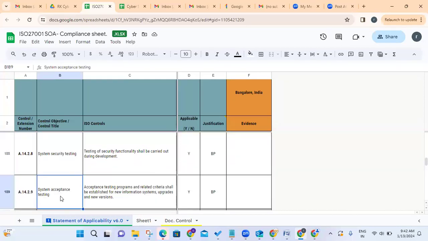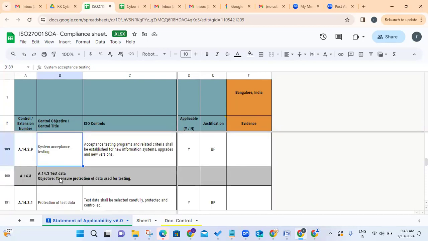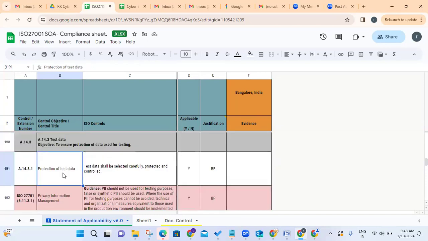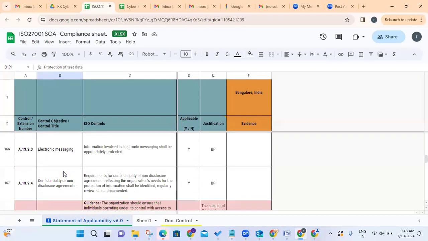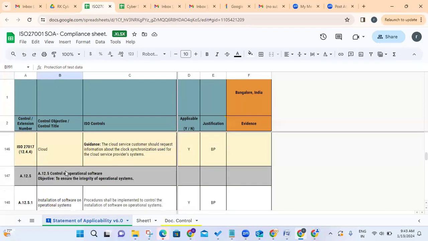System acceptance testing, that is the user acceptance test. What is the user acceptance test mechanism? Once everything is finalized, we are going to sign off. That's called UAT. What is the backend mechanism? So that is about overall. Okay, 14.2, we have a lot of other protection of the test data. These all fall under the system acquisition, development, and maintenance part. For this one, we have to coordinate with the software development lifecycle, SDLC lifecycle team. So that is about the 14th one.